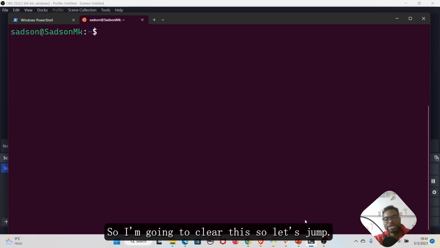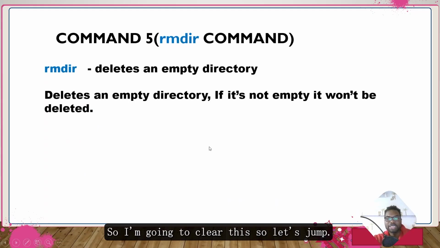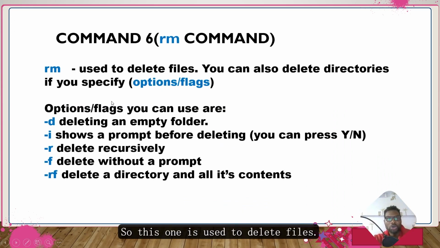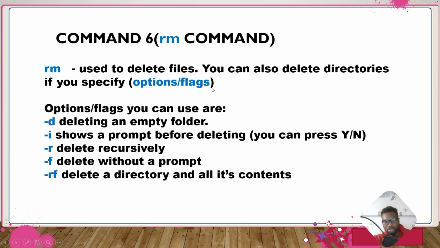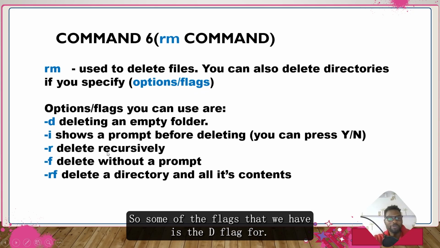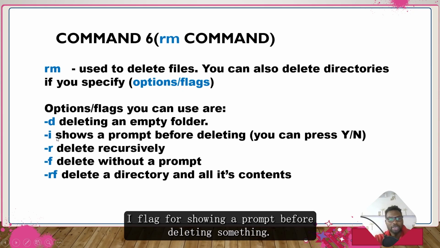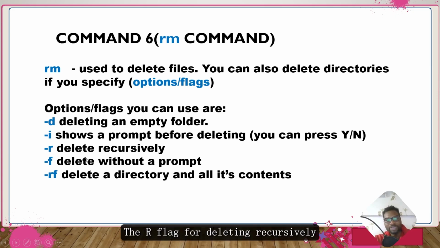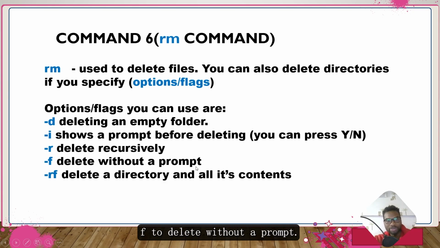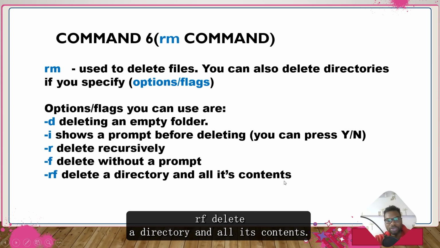So I'm going to clear this. Let's jump on to the next command that we're going to learn today, remove. This one is used to delete files. You can also delete directories if you specify options or flags. Some of the flags that we have: the d flag for deleting an empty folder, the i flag for showing a prompt before deleting something, the r flag for deleting recursively, f to delete without a prompt, so it's the opposite of i, and then rf deletes a directory and all its contents.